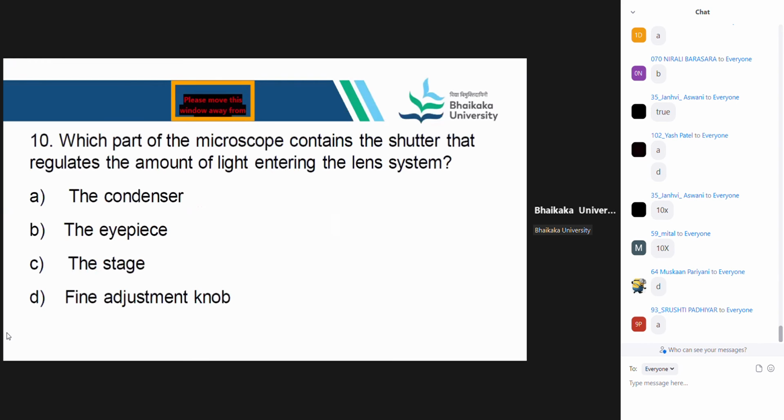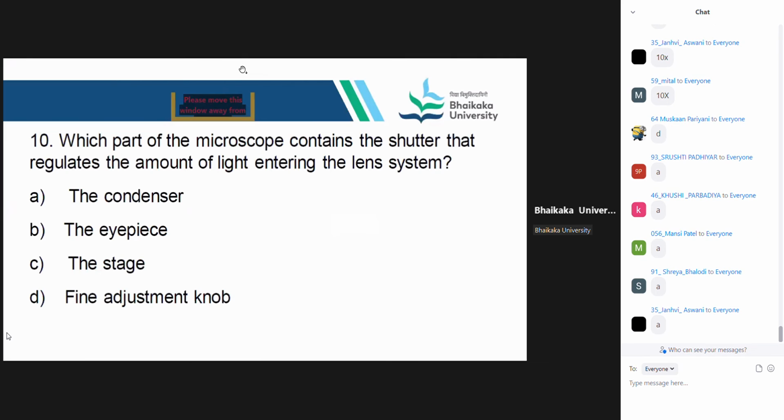Which part of the microscope contains the shutter that regulates the amount of light entering the lens system? Which part will regulate the amount of light entering the lens system? The condenser, the eyepiece, the stage, or the fine adjustment knob? Yes, the condenser.